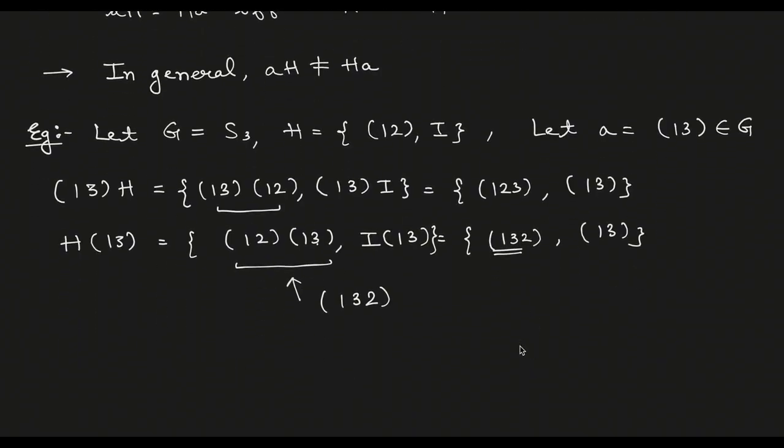So clearly left coset is not equal to right coset. 1, 3 H is not equal to H, 1, 3.